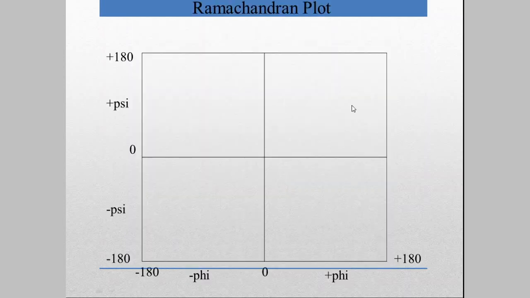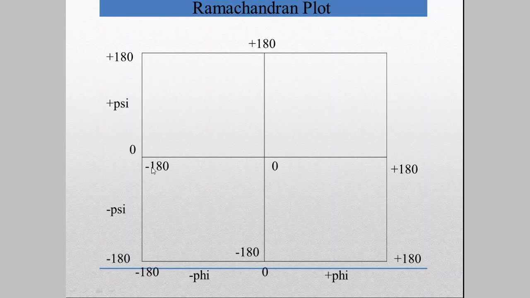Now this is the same plot, just with a few things removed. So this is your 0 to plus 180, which is plus psi, 0 to minus 180, minus psi, and this is 0 to minus 180, this is minus phi, and 0 to plus 180, which is plus phi. Now consider all these four things as small graphs. So this is one graph, second graph, third graph, fourth graph. In other words, let's call them quadrants. Now I think it's much clearer.